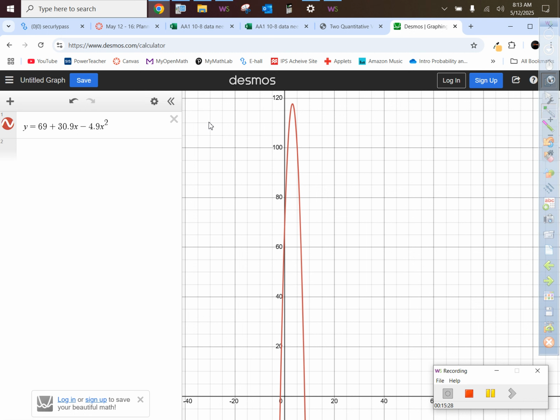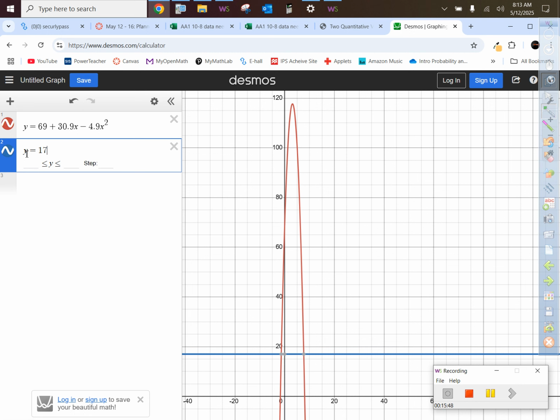They ask us, how long will it take for this to hit, excuse me, not 117, but just 17 meters. Isn't that a height, right? Is that an x value or a y value? So down below, click another line to start, and we'll type y equals 17. Isn't that totally what we want to know, is when this thing hits 17?